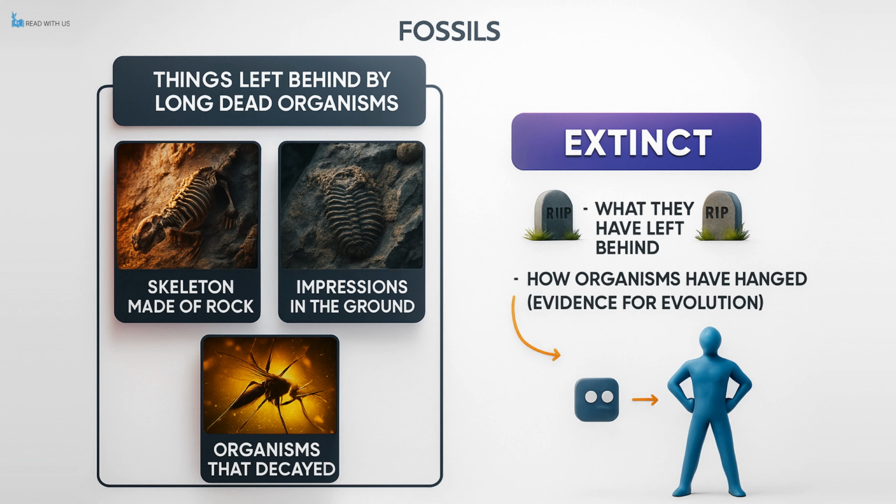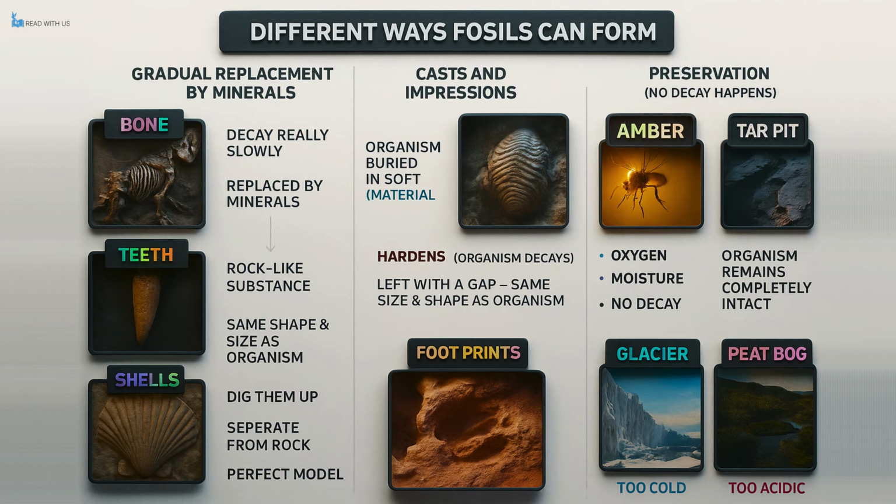Although there are many different types of fossils because of the various ways in which they can form, there are three main types that are most commonly found and studied. The first and most common method of fossil formation is known as gradual replacement by minerals. This process typically happens to body parts such as bones, teeth, and shells which decay very slowly.